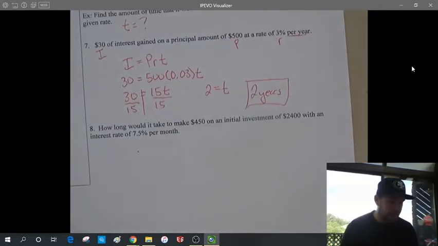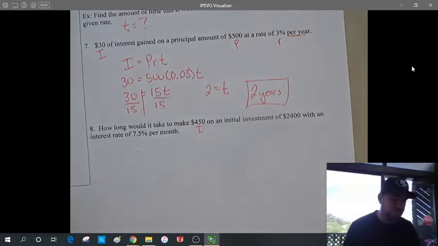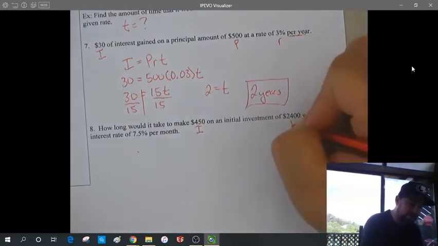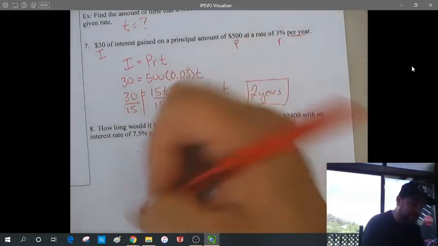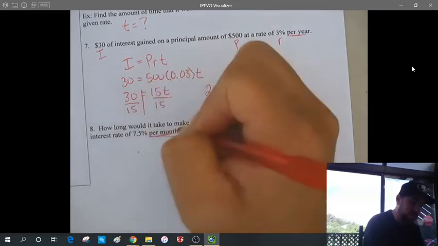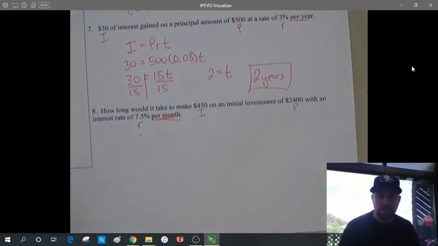Okay, number 8. How long would it take to make $450? So we want to make $450, so that would be our interest amount on an initial investment of $2,400. That's our principal, with an interest rate of 7.5% per month. Okay, so it's being specified here that this is going to be per month here, and so that's our rate.